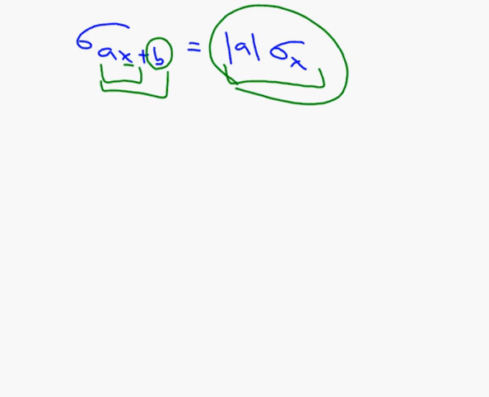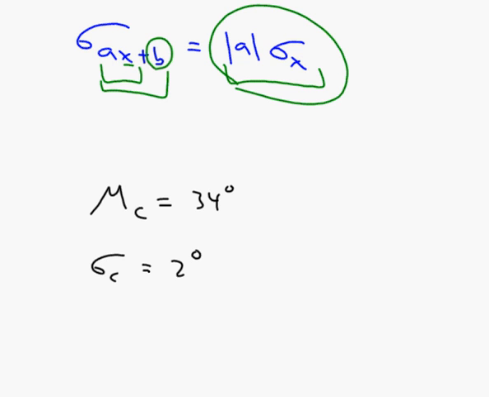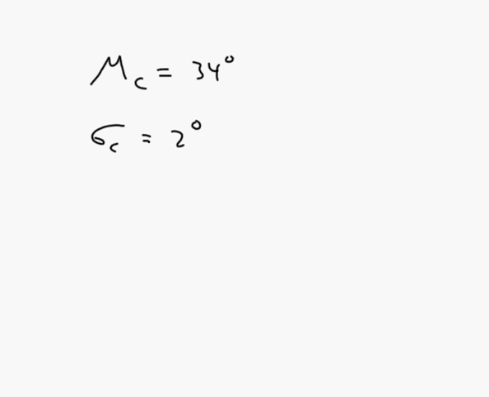Okay, so what we're going to do is take our mu Celsius, which in this problem was given to be 34 degrees, and our standard deviation in Celsius, which was given to be 2 degrees, and convert them to Fahrenheit using that formula. So what do we know? Well, we know that mu Fahrenheit is equal to mu of 9/5 Celsius plus 32.